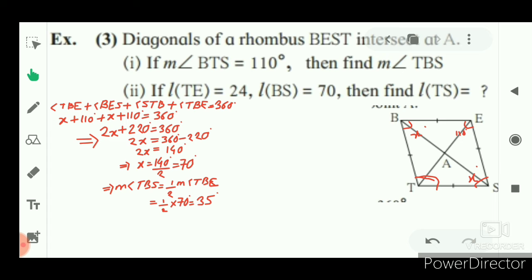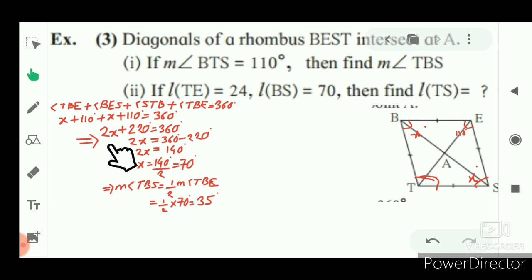Now we have considered TBE and TSE as x degrees, and angle BTS was given as 110. Angle BES is the opposite angle of BTS, so angle BES is also 110 degrees. So put these values in this expression. We will get angle TBE, which we have considered as x degrees, plus angle BES, which is 110, plus x plus 110 degrees equal to 360 degrees.